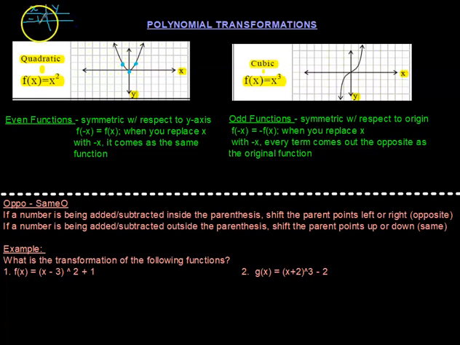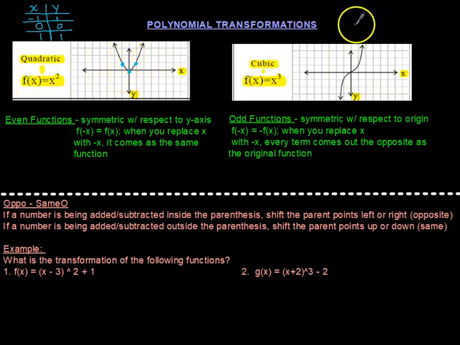Negative 1, 0, 1. Plug it in. Negative 1 squared would be 1. If x is 0, 0 squared is 0. And if x is 1, 1 squared is 1. So those are the same 3 points right there from the parent graph. So no need to memorize.